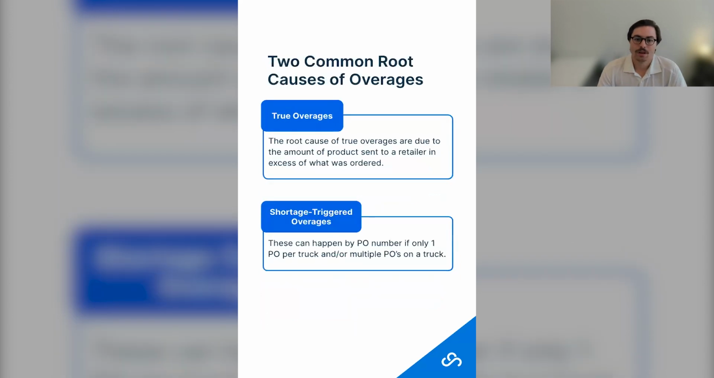So, as I was alluding to, there are a couple of different root causes of overages. The first one I've kind of mentioned, which is true overages. This is simply your clear-cut example where the supplier has just sent too much product. This could mean that you are expected to give Walmart 3 items, but your team accidentally sent 6. And so that means they have an excess of 3 items.